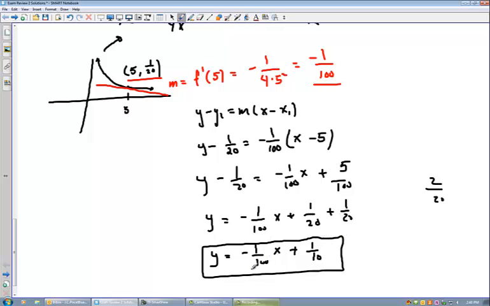Now I can check this. I see the slope is negative 1 over 100. And if I plug in 5, I get negative 5 over 100, which is negative 1 over 20. And if you add that to 1 over 20, you get out positive 1 over 20. So it checks. And so that's the right answer.